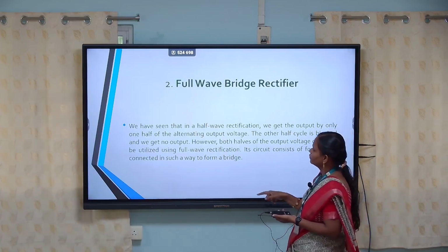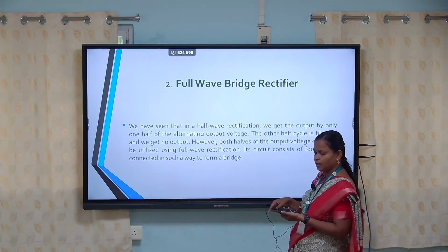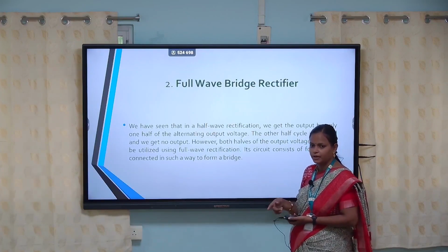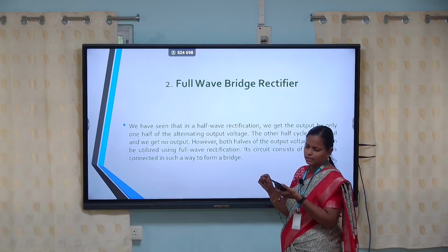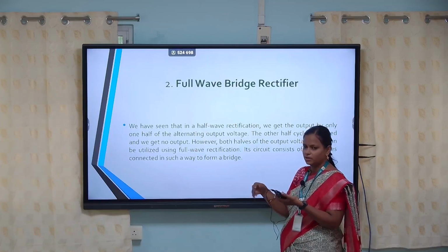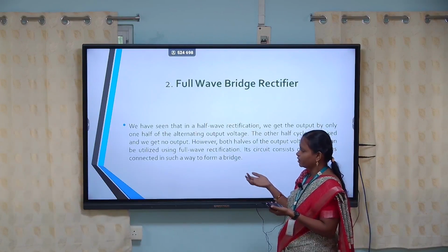Next one is the full wave bridge rectifier. In the case of the center tap full wave rectifier, the process of making the center tap is very difficult, so we go for the full wave bridge type rectifier.